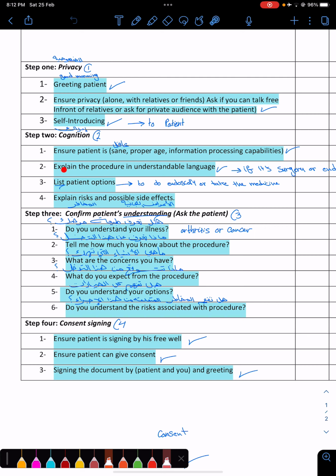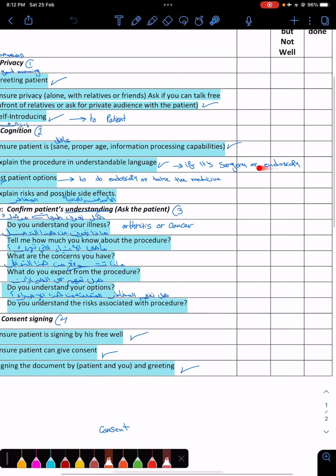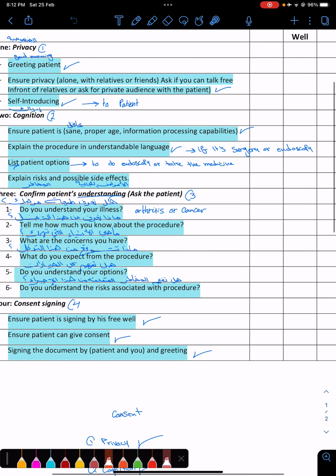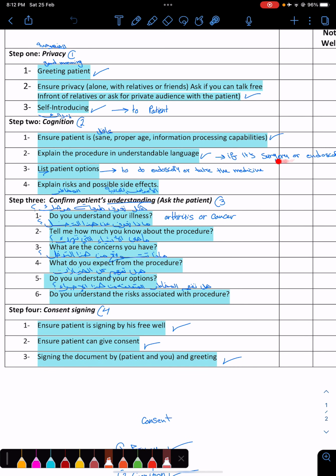Then explain the procedure in understandable language. If it's surgery, for example, say to him that we're going to do an operation for you, and then explain the details about it. Or if it's endoscopy, say it in easy, simple language that the patient can understand. So explain the procedure in understandable language.